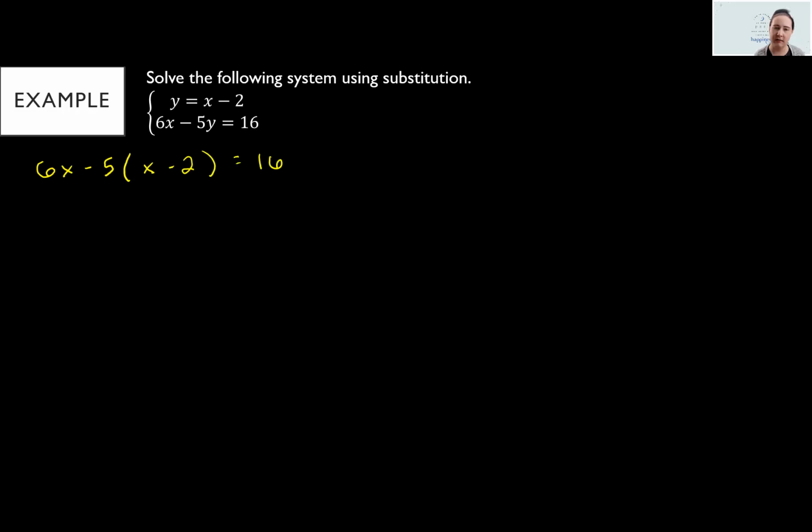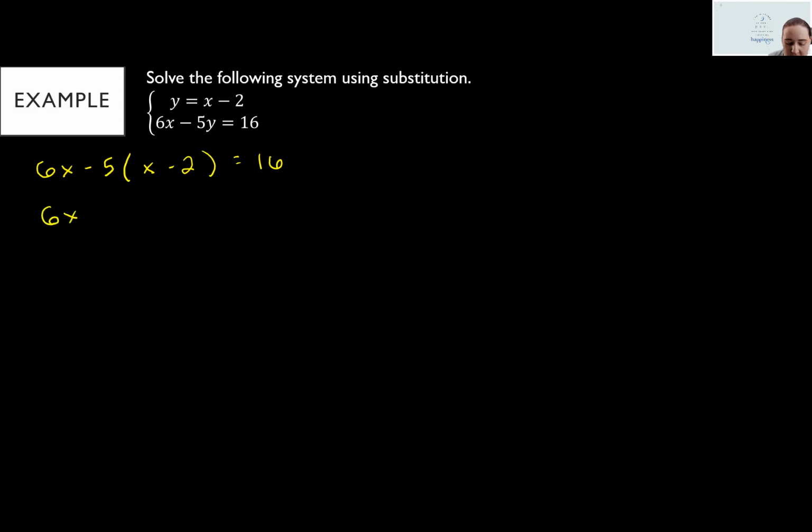So we have 6x minus 5 times x minus 2 equals 16. And so now, just like the other one, we're just solving for x here. So you are welcome to do that on your own. Type it in the chat, kind of test yourself, see if you get the same answer I do.